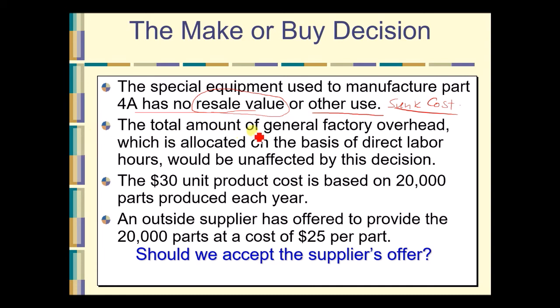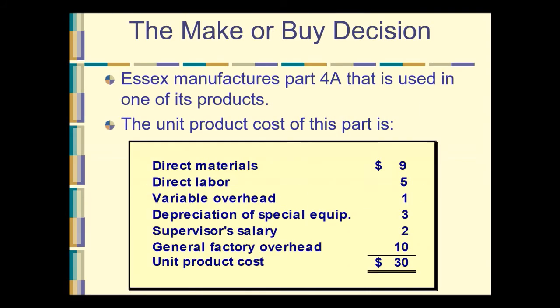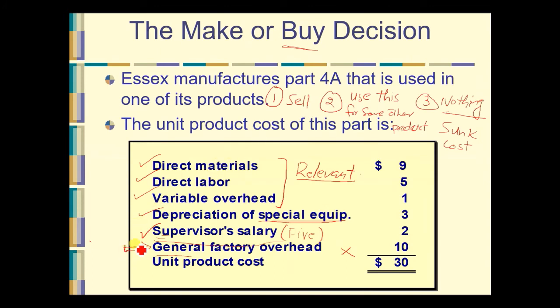The total amount of general factory overhead which is allocated on the basis of direct labor hours would be unaffected by this decision. So this general factory overhead will be unaffected. So we know that whatever is not affecting is not relevant. We have to include only the relevant cost, which changes between the options.